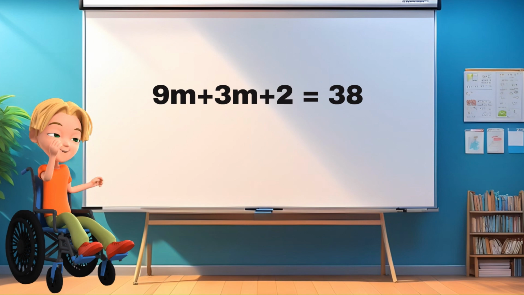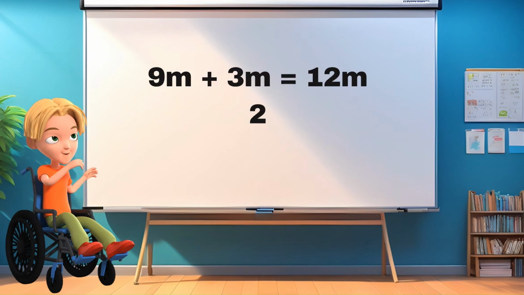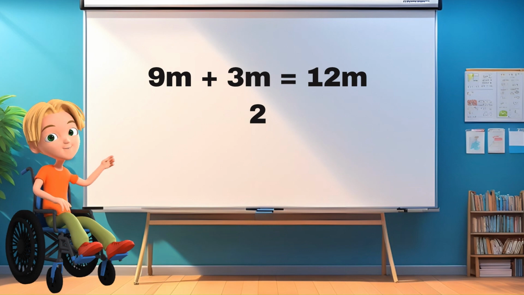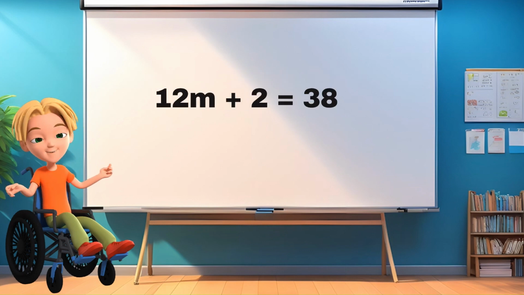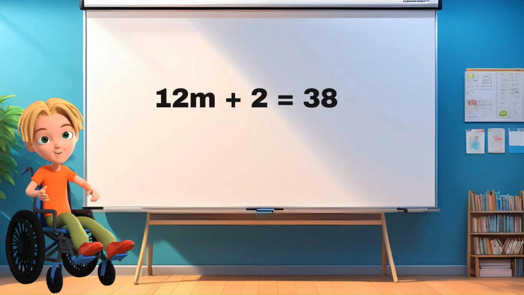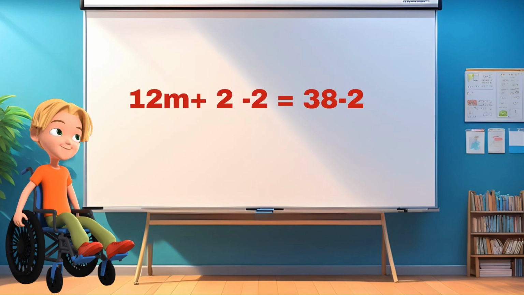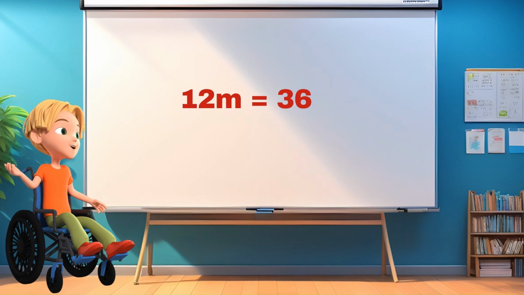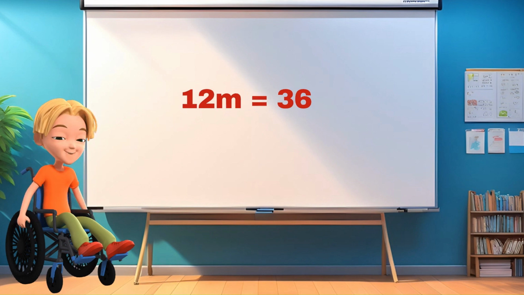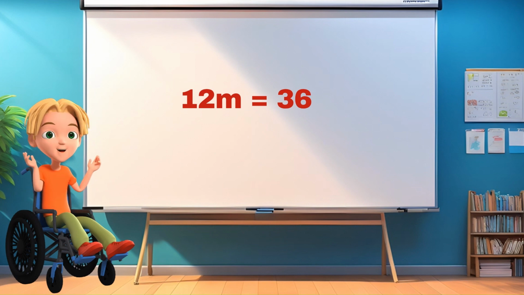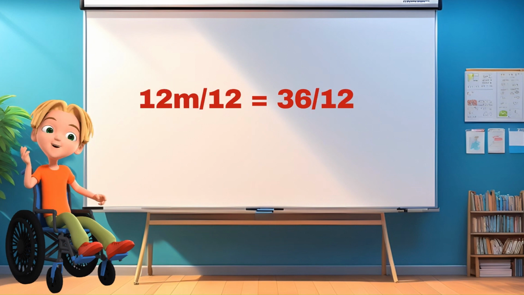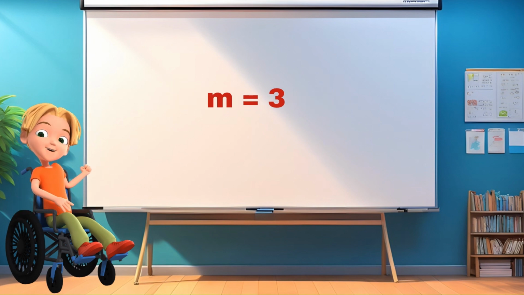Wow, an equation. We will add 9m and 3m, which will give us 12m, and we leave the 2 as it is. Now the equation becomes 12m plus 2 is equal to 38. Now, following the rules we learnt in an earlier video, we take away 2 from both sides. This will give us 12m equals 36. We will then divide both sides by 12 to eliminate the 12 associated with m, and we get m equals 3.